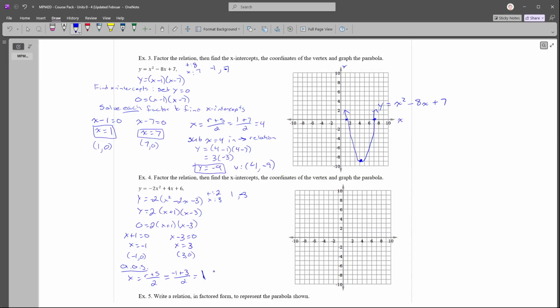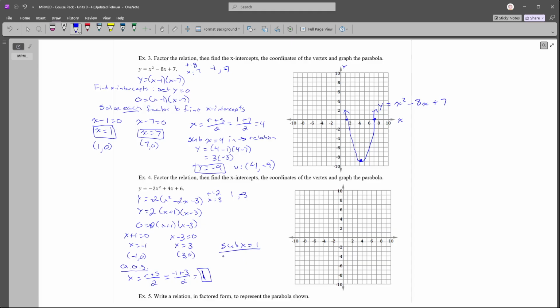But now we need the y component. I'll box our 1 here. We need our y component, which means we're going to substitute it back into our quadratic relation. So sub x is equal to 1. Alrighty, so we have, where is it? There, down here. That should be a -2.